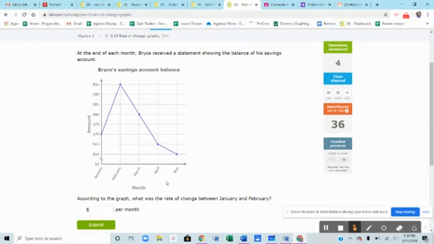Do pay attention to your signs though. If you were going, maybe, from February to April, you notice that this is going down, so your answer should be negative. Okay, so just pay attention to those things as you're working. All of our graphs just happen to be in positive directions, but if they were, like I said, from February to April, or maybe February to March, or February to May, or something like that, where it's going down, your answer here should be negative. If it was going up, like from January to February or January to March, then your answer should be positive.